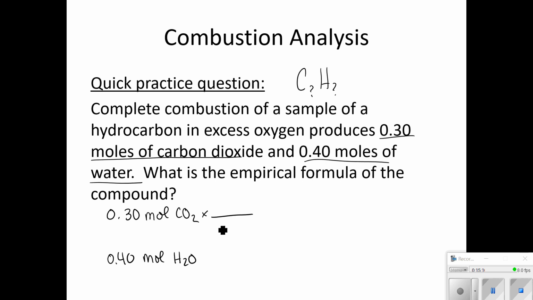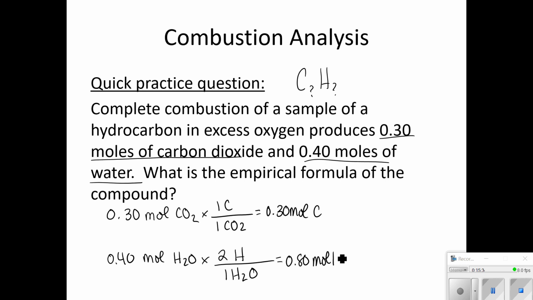And keep in mind that for every 1 molecule of CO2, we have 1 carbon atom. So 0.3 moles of CO2 means we have 0.3 moles of carbon atoms. For water, it's a 2-to-1 ratio. So for every 1 mole of water, we have 2 atoms of hydrogen, or 2 moles of hydrogen. So 0.4 moles of water means we actually have 0.8 moles of hydrogen atoms. And if you take a look at this, this is something we could do without a calculator and kind of see this ratio. Oh, this looks like a 3-to-8 ratio. So it turns out the chemical formula for this hydrocarbon is C3H8. So that's the way of doing that without using a calculator.